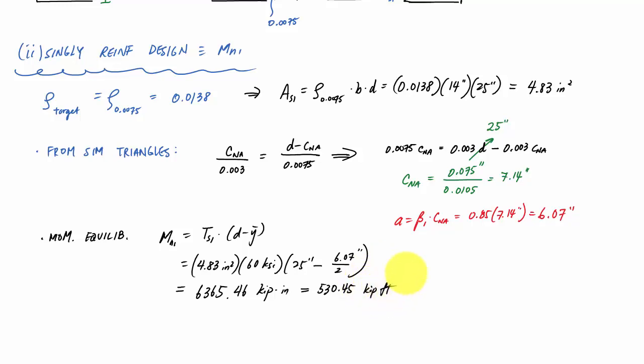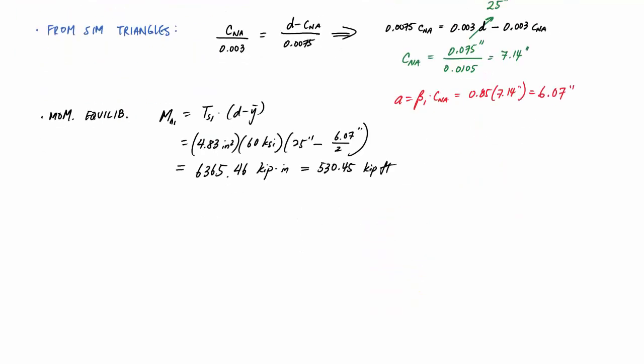And what's my strength reduction factor? 0.9, because we chose rho of 0.0075, so it's tension-controlled. So phi Mn1 is 0.9 times 530.45, which is 477.41. And this is definitely less than the 780, did we say 780? Kip feet. Okay? All right.